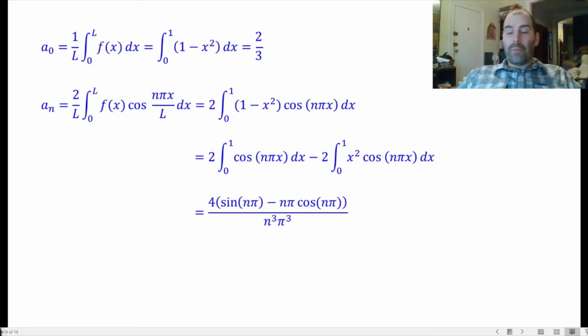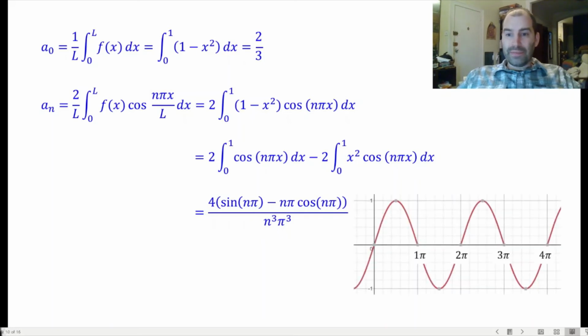Okay? Now, that looks pretty messy, right? That looks pretty ugly, but it really isn't. It's really quite all right. Why is that? Well, first of all, look at that sine n pi. Here's a graph of the sine function. Now, what's special about sine? When you evaluate it at any integer multiple of pi, it's always equal to 0. So bye-bye sine n pi.